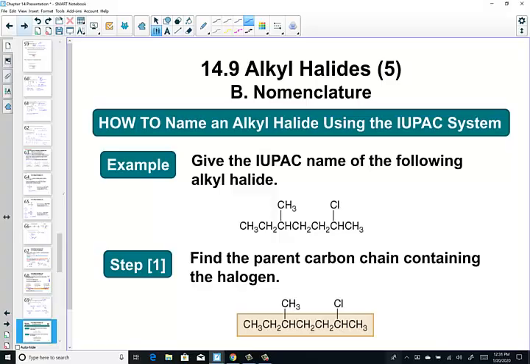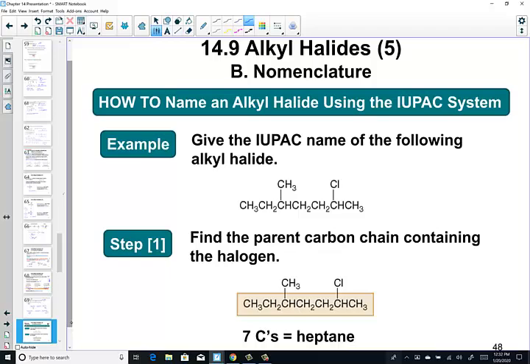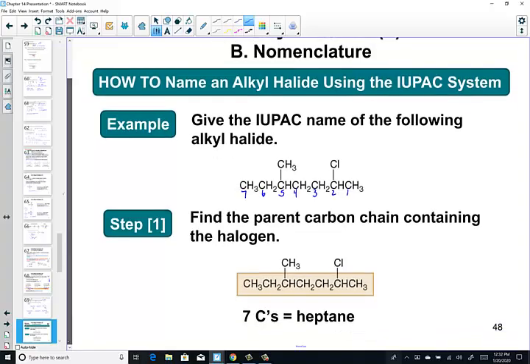To name alkyl halides, we give the IUPAC name of the following as an example. And very similar rules to what we've been practicing. Start by finding the longest carbon chain that contains the alkyl halide. Alrighty, so here I have a 1, 2, 3, 4, 5, 6, 7 carbon chain, making that parent chain called heptane. So step 1 of naming this structure, we found heptane to be the longest carbon chain.